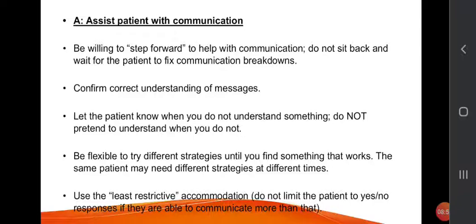Use the least restrictive accommodation. Least restrictive means avoid using strategies or aids that are going to channelize the patient's response, like closed questions. Do not limit the questions to yes or no response if they are able to communicate more than that.